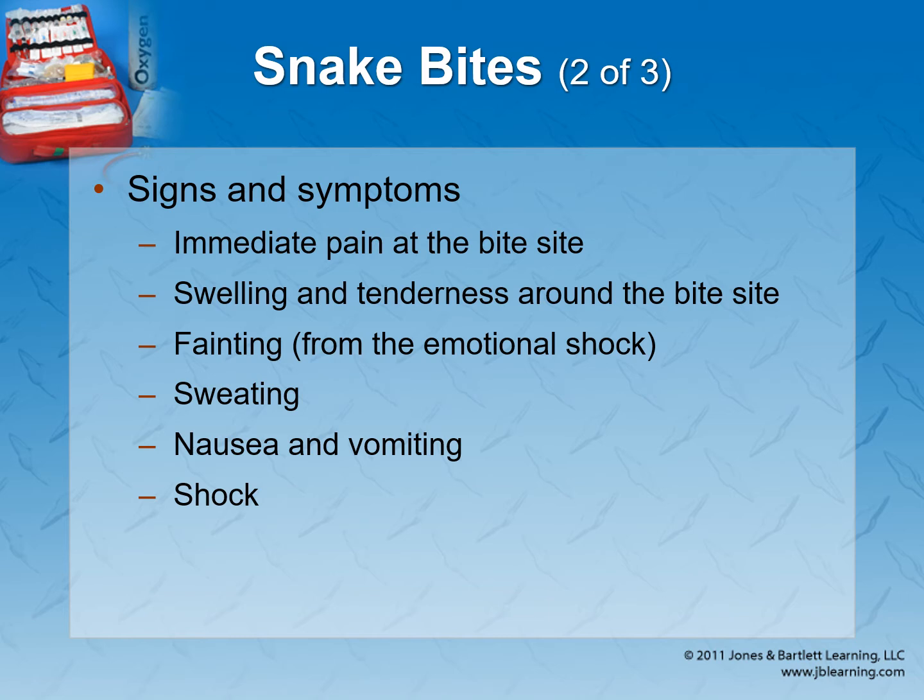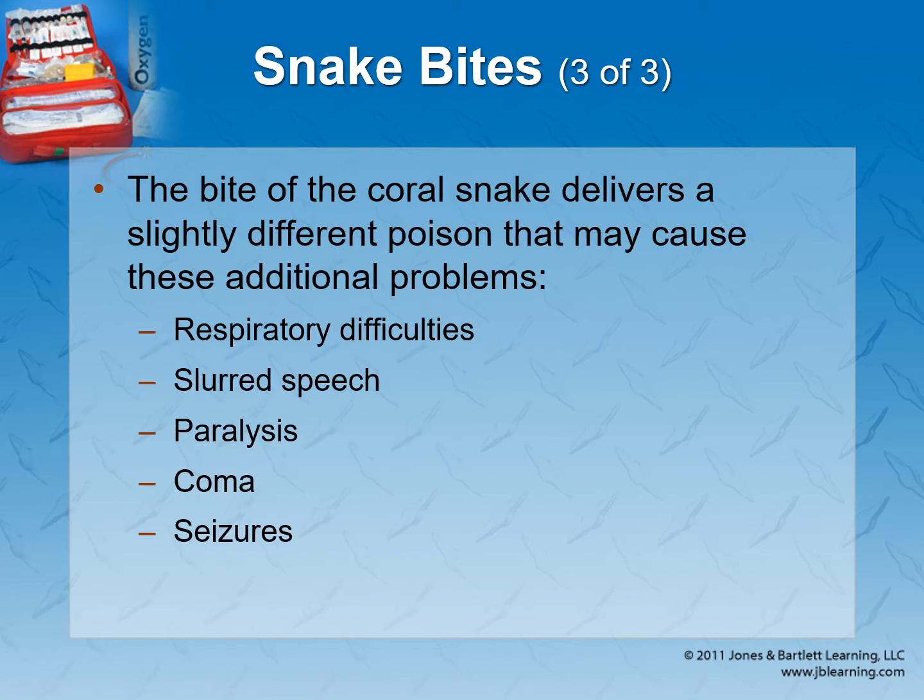They might faint because of the reaction to it. Sweating, nausea, vomiting, shock. You might have a little bit of a mini anaphylactic reaction there as the body tries to deal with it, but it'll be local, okay? So rattlesnake, cottonmouth, copperhead, think local, and coral snake, think systemic. So the coral snake actually attacks the nervous system.